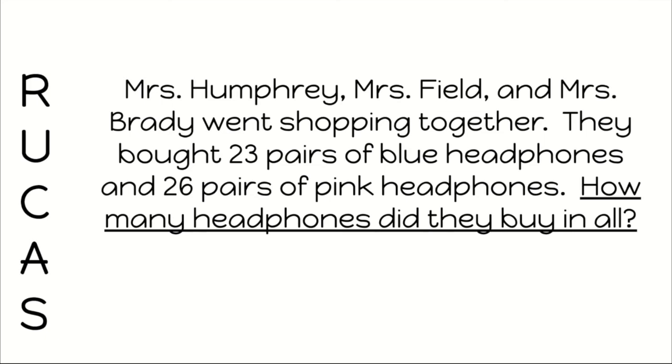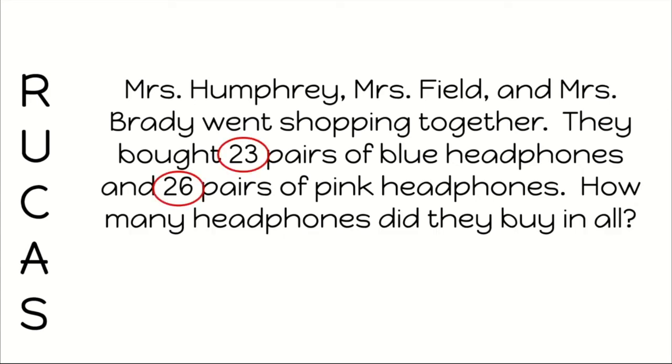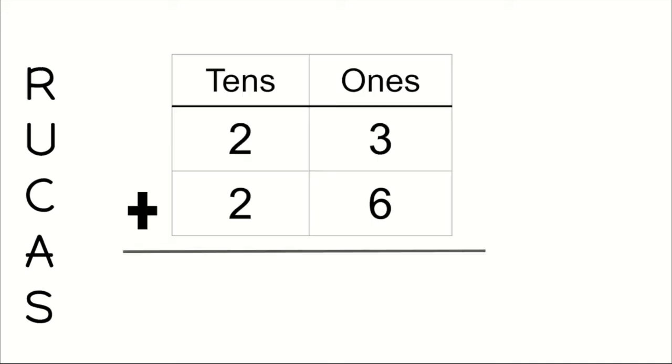Now it's time for us to circle the most important parts of this word problem. So I'm going to circle the number 23 and the number 26 because I know that since this is a math problem, numbers must be very important. And finally, I'm going to circle the words in all because this is a key phrase that tells us what type of problem this is going to be. And we know that the words in all means that we're going to be solving an addition problem.